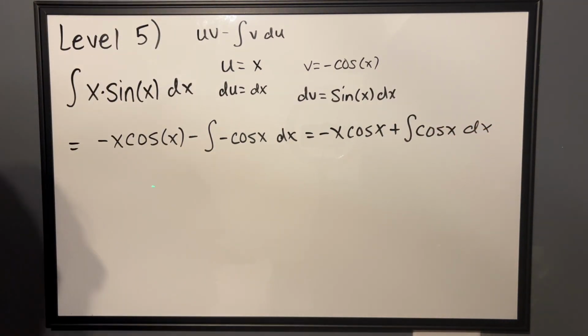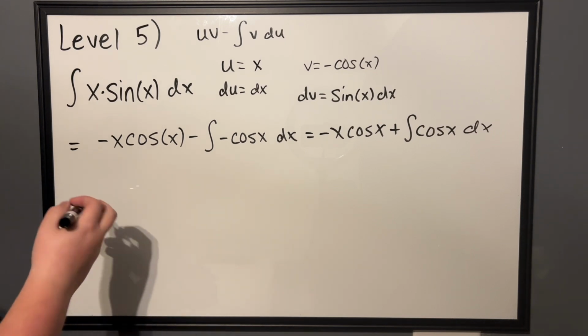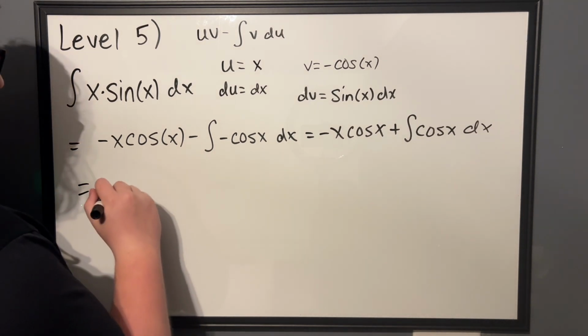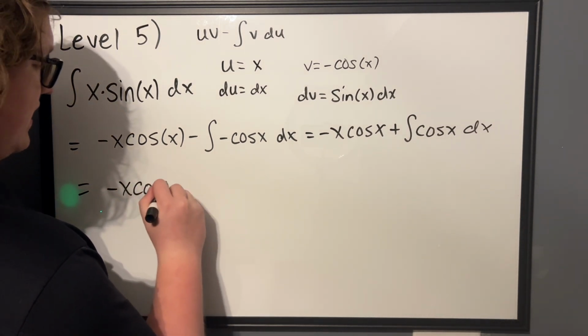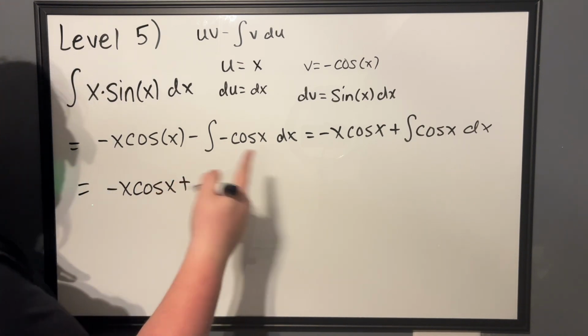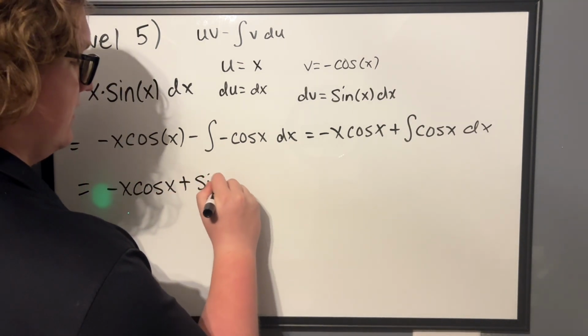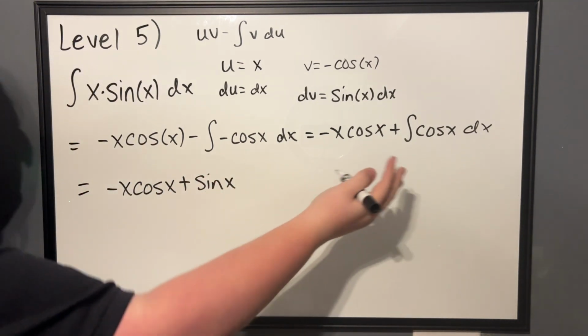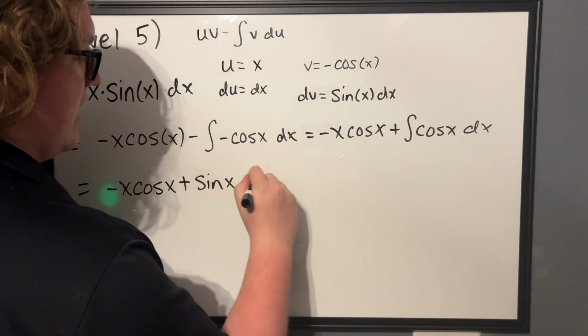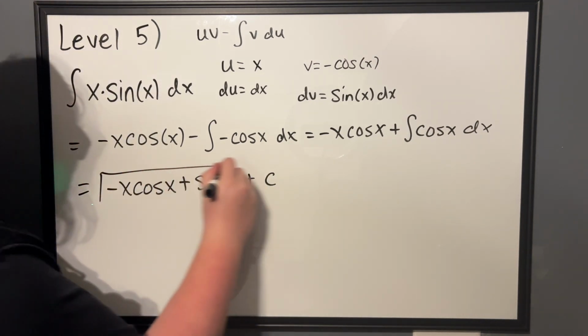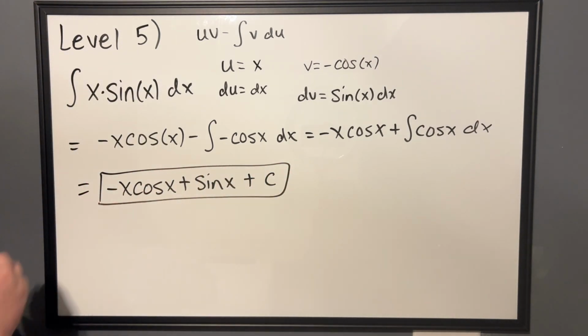And now the integral of cosine x is very, very elementary. We know how to do this. So this is going to be a minus x cosine x plus the integral of cosine, which is sine x. And then now we've integrated everything we need to, so we're just going to have a plus c at the end. And this is our answer.